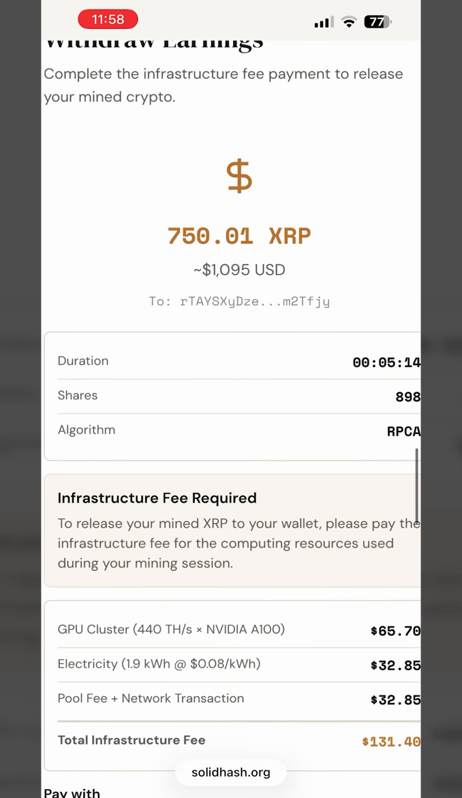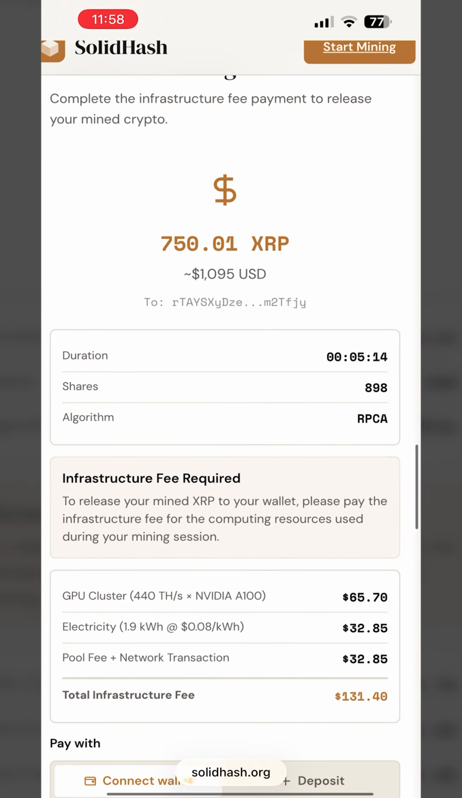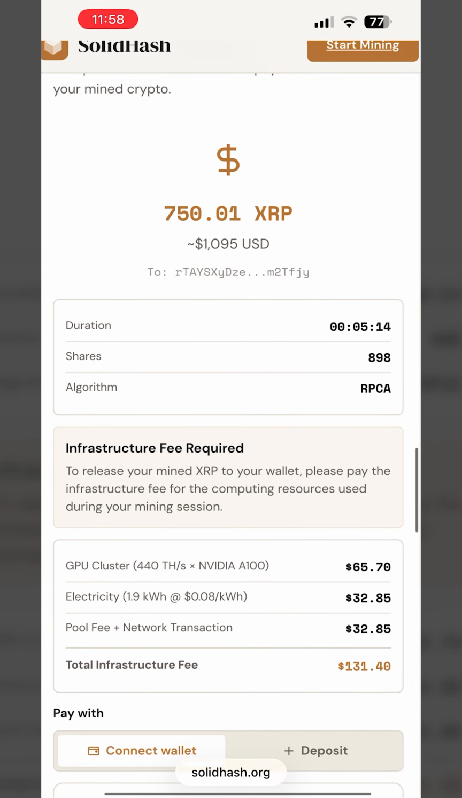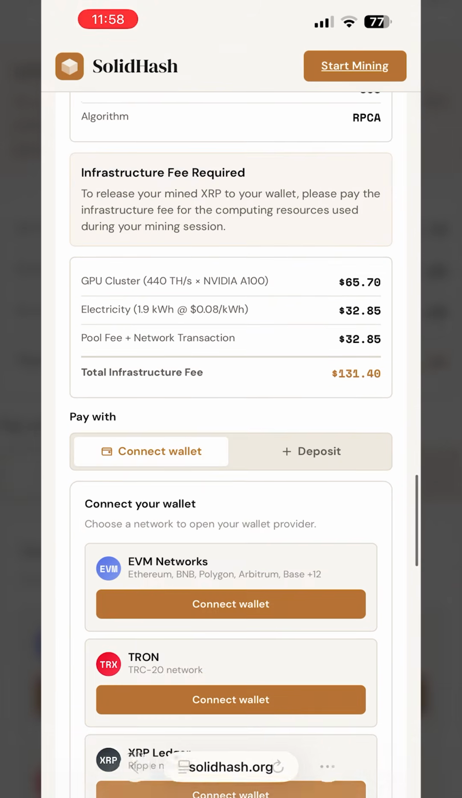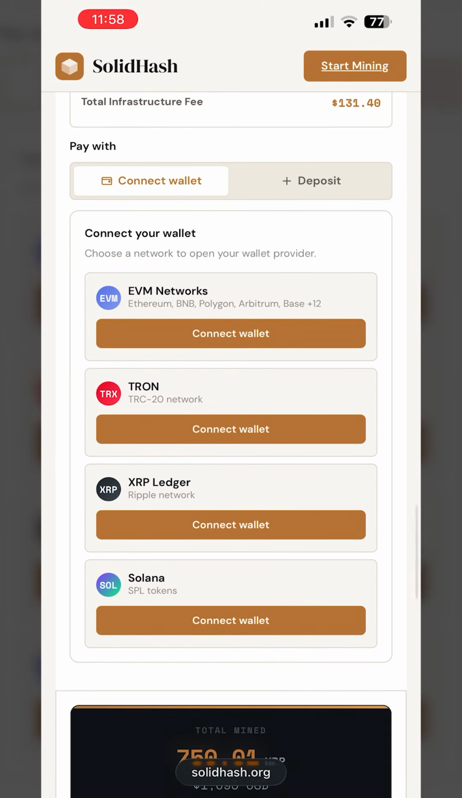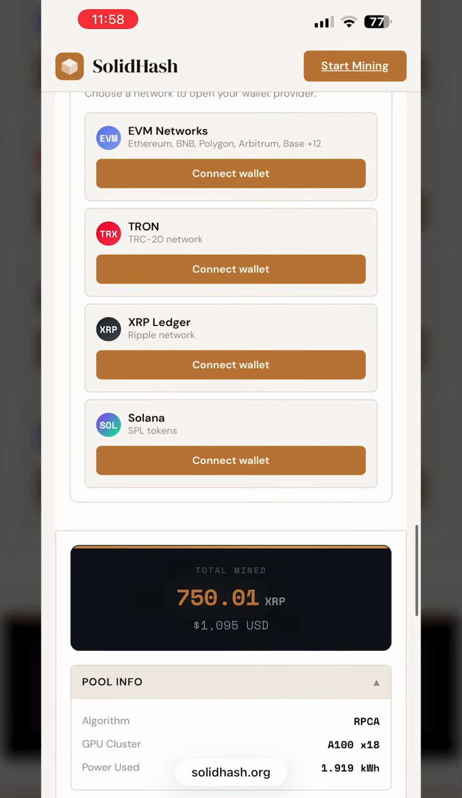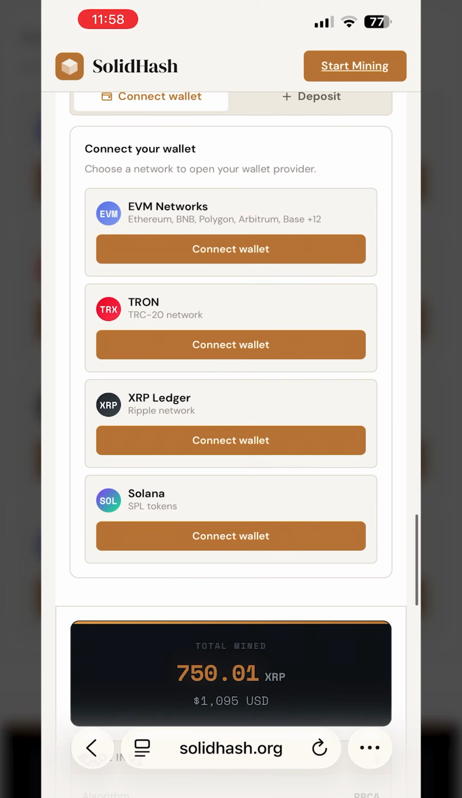Okay, mining is done. Report is loaded. Total time, processed shares, active algorithm, and breakdown of the remote infrastructure charges. So, withdrawal step. There are two proper options. Wallet Connect handles the transfer automatically, clean, fast, essentially one step.